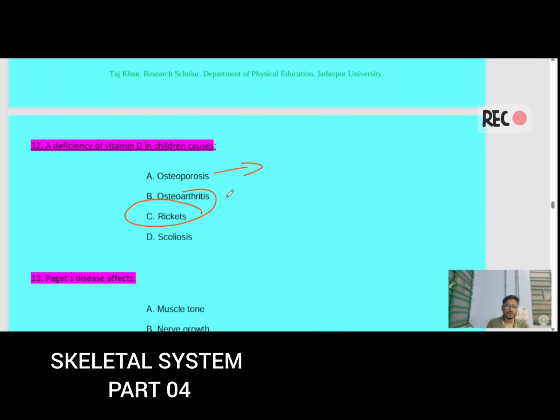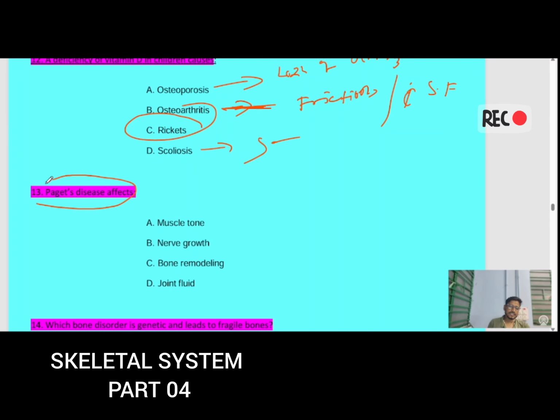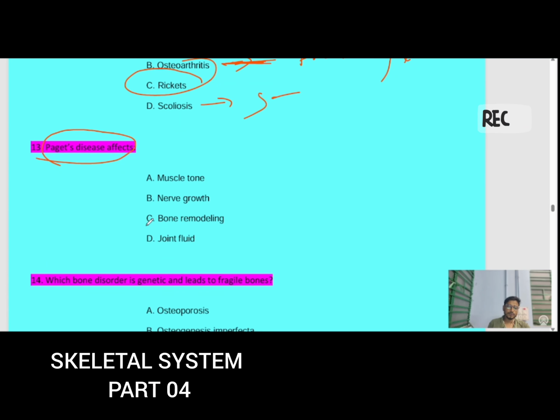Why does osteoporosis occur? Scoliosis means a curvature of the spine. Osteoporosis is due to loss of bone density, okay. Osteoarthritis is nothing but friction occurring in the joint, okay. The pain occurs due to the synovial fluid. Paget disease is nothing but abnormal bone remodeling, and it actually comes from fractures.